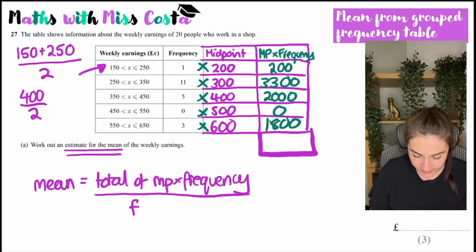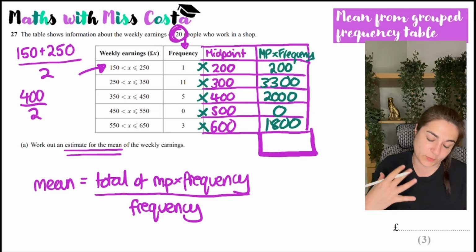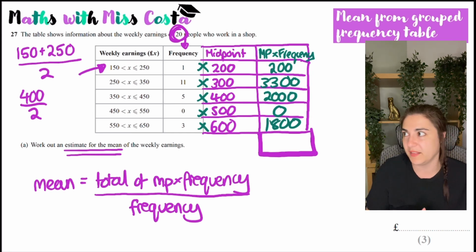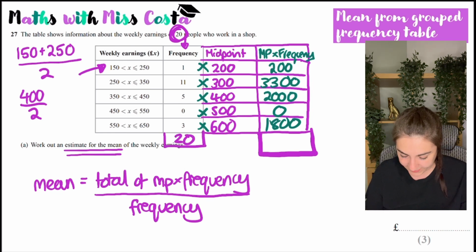divided by the frequency. And the frequency is always going to be your second column, and you are actually told what the frequency is. The frequency means that it's always in context. In this question, it would be the number of people, but it might be the number of points scored or whatever. Frequency just means the total amount. So I know that this total over here is 20, and all I need to do is work out what this total here would be.